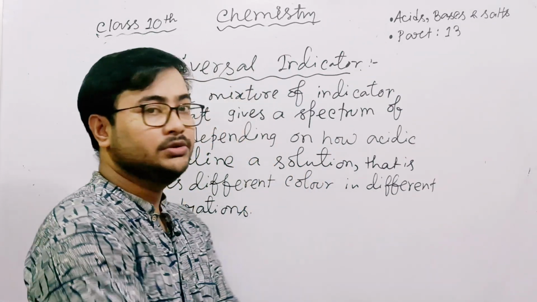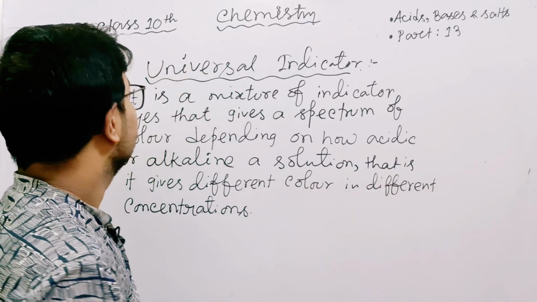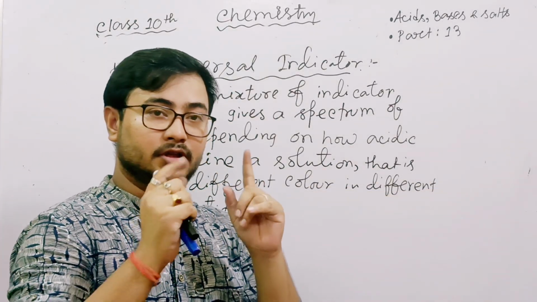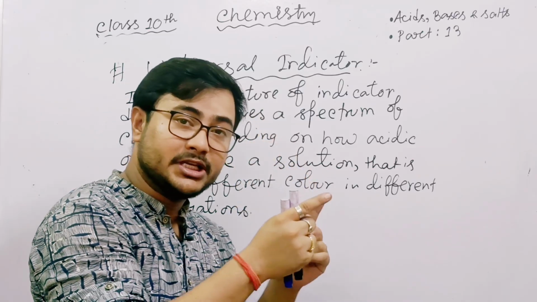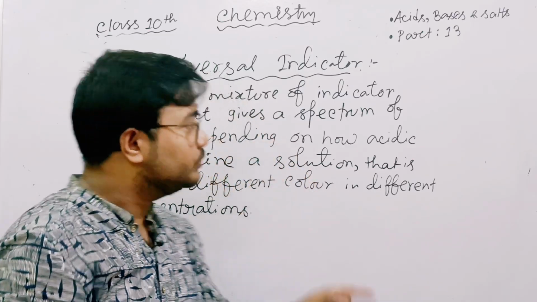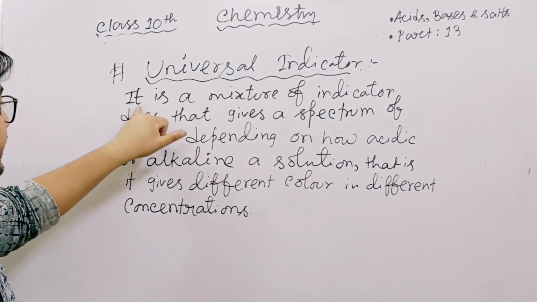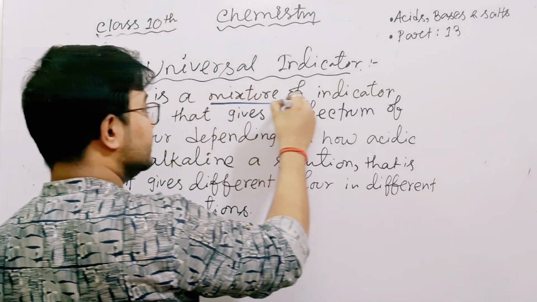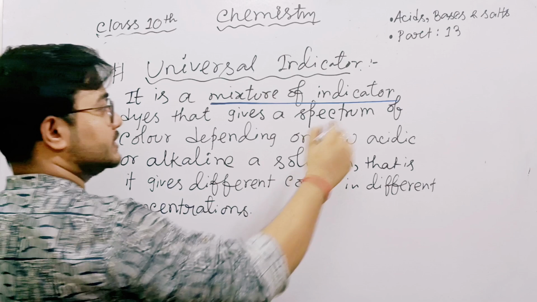Okay, now this is the definition of the universal indicator. As I already discussed the concept, now you match that concept with the definition. See, it is a mixture of indicators. As I told, universal indicator is a mixture of indicators.